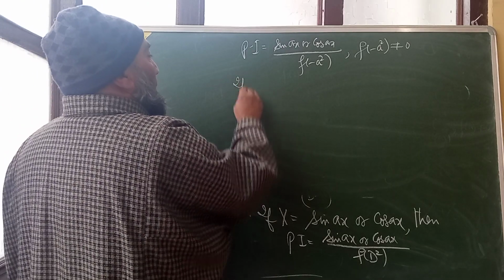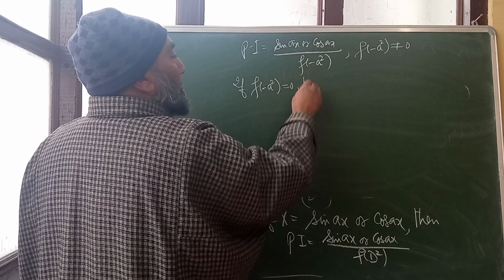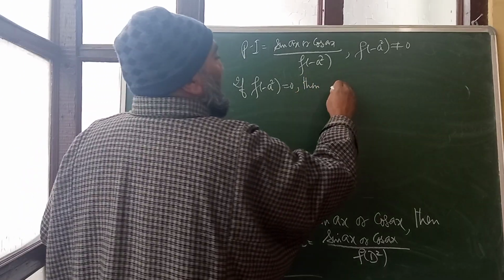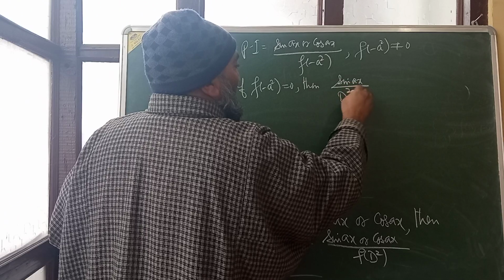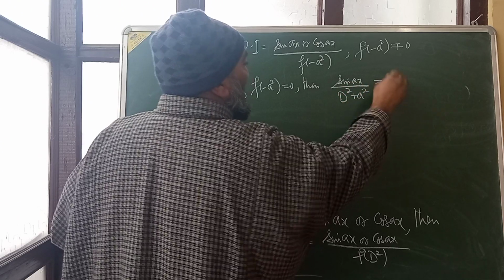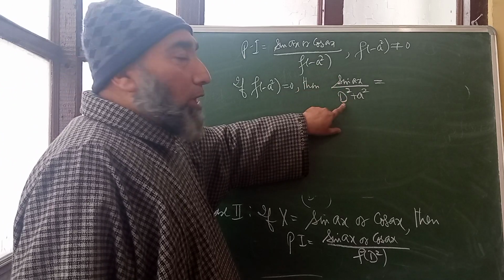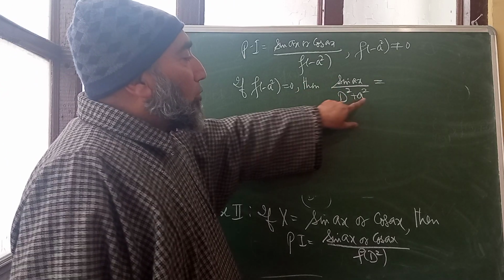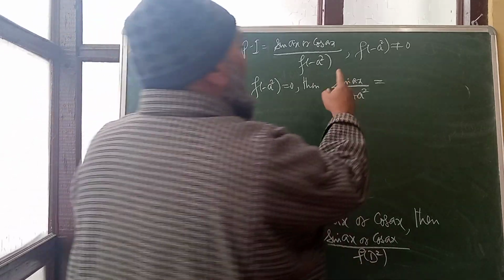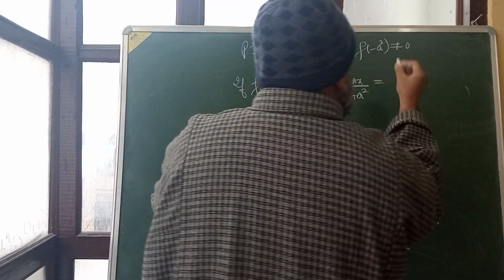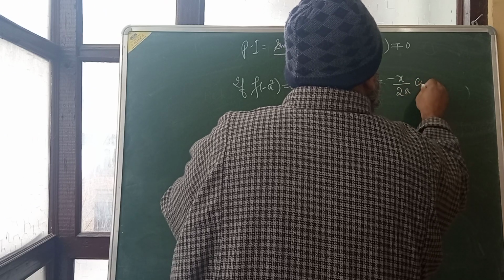If f of minus a squared is equal to 0, then sine ax upon D squared plus a squared. See, case of failure means you have to replace D squared by minus a squared. Minus a squared plus a squared is 0. So if such is the case, then sine ax upon D squared plus a squared is minus x by 2a cos of ax.